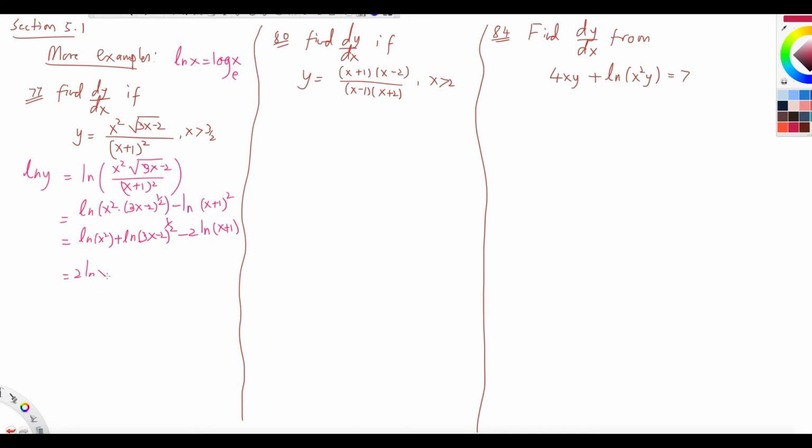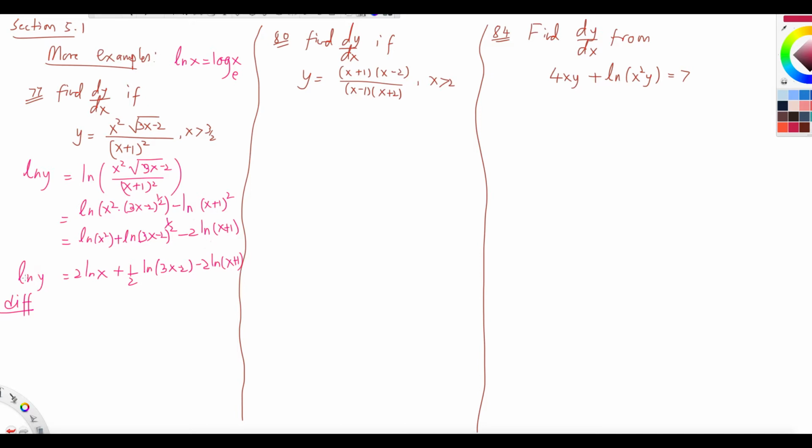2 natural log of x plus 1/2 natural log of (3x minus 2). You can always pull the exponent to the front of the natural log. Minus 2 natural log of (x plus 1). On the left side we have natural log of y. So let us find the derivative on both sides. Let me write down differentiation on both sides.